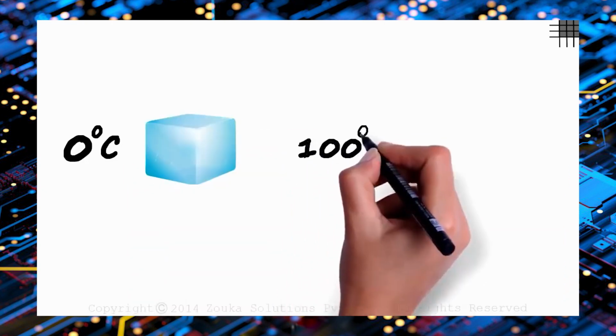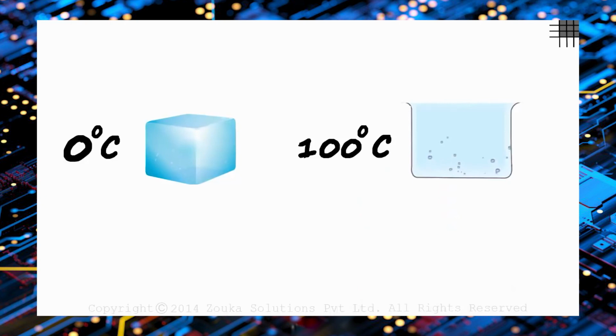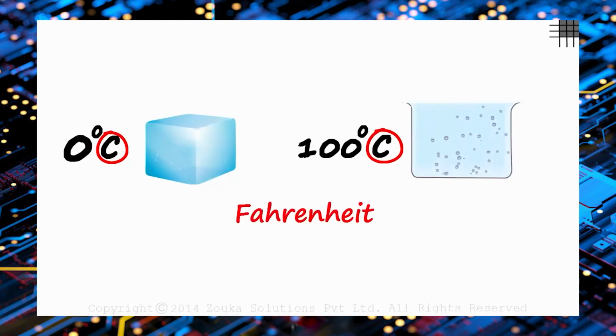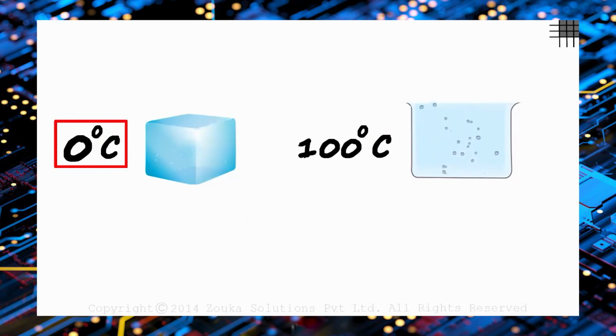We have heard of temperatures like 0 degrees Celsius, which is the freezing point of water, and 100 degrees Celsius, which is the boiling point of water. Though Celsius is a more common way to measure the temperature, Fahrenheit is also sometimes used as its unit of measure. 0 degrees Celsius is the equivalent of 32 degrees Fahrenheit.